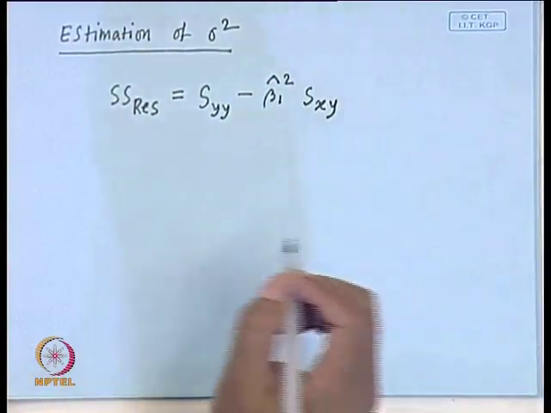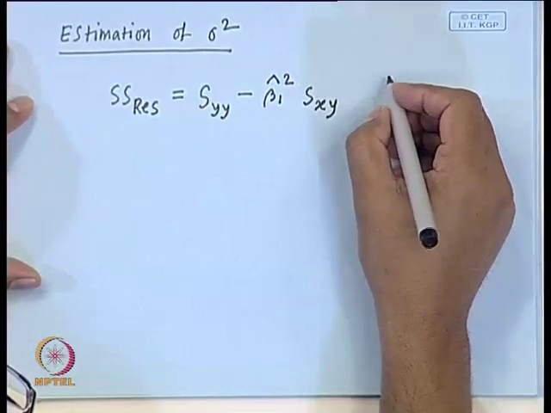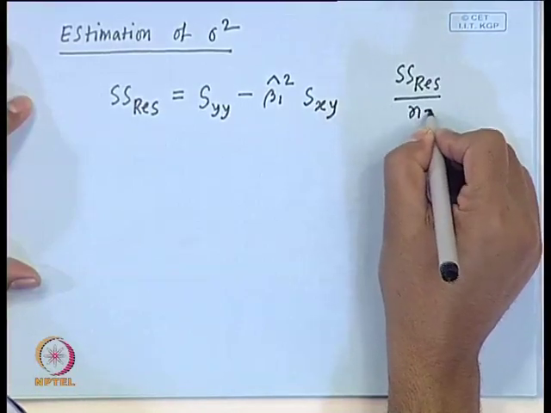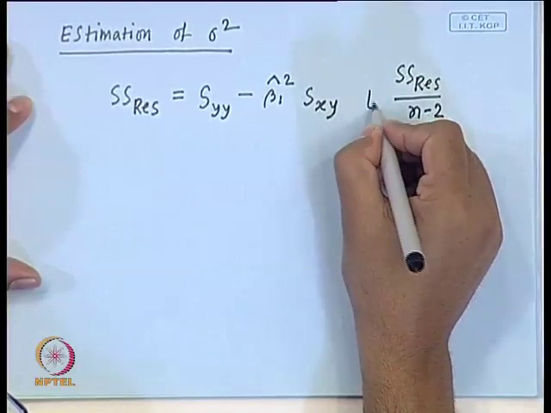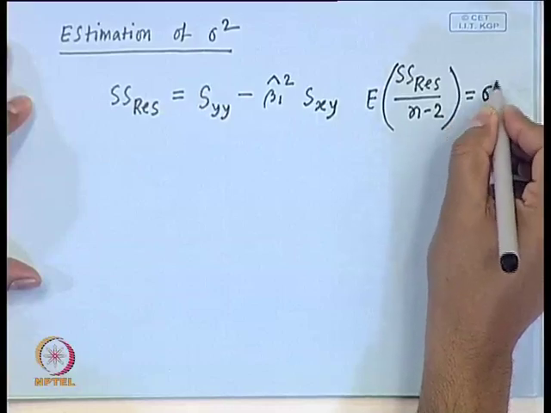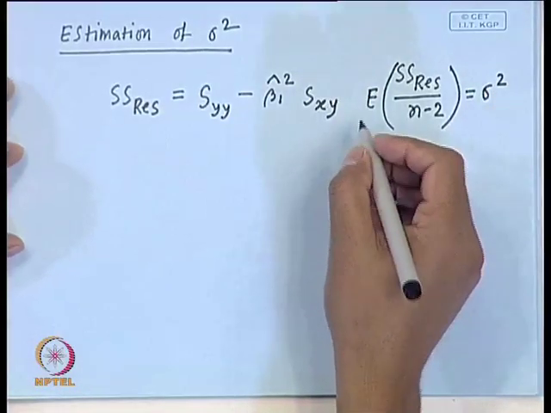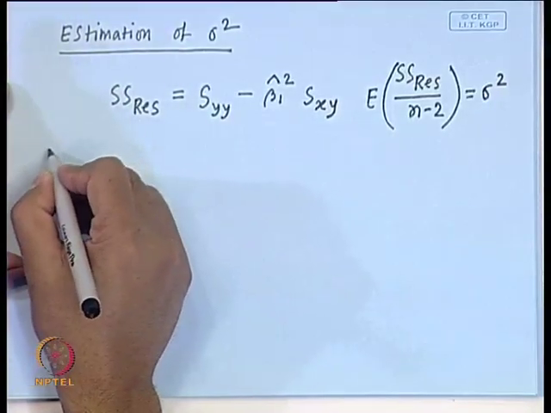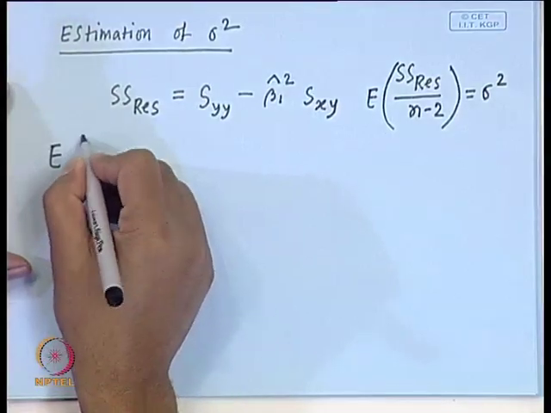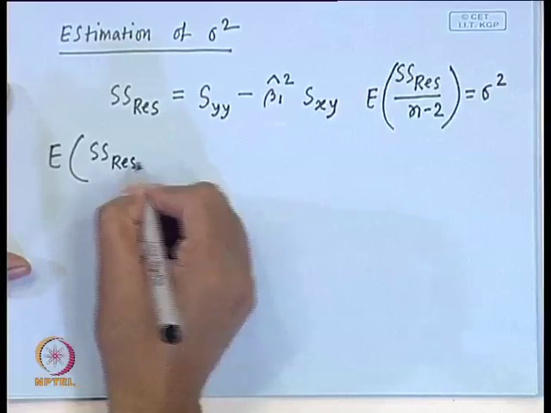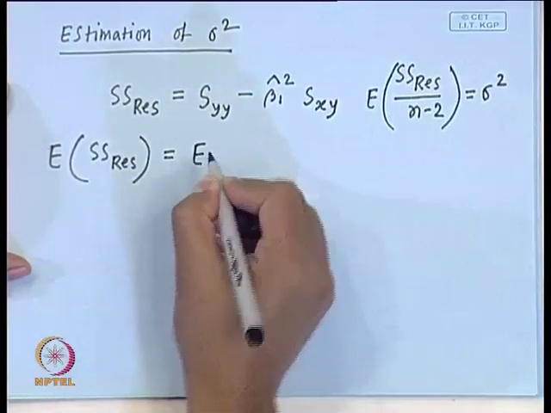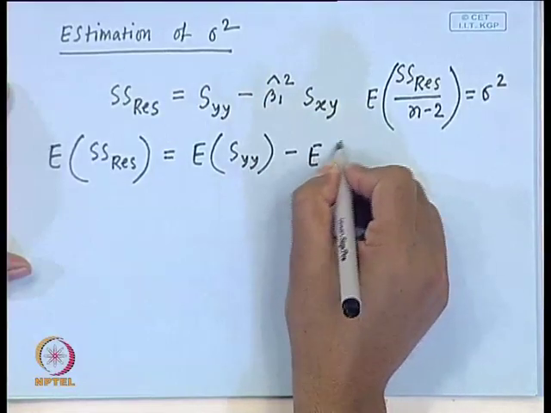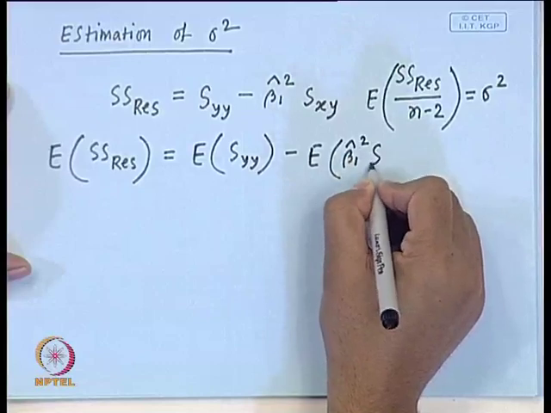Now our ultimate aim is to prove that SS residual divided by n minus 2 is an unbiased estimator of sigma square. So what we need to do is find the expected value of the residual sum of square. The expected value of SS residual is equal to expectation of S y y minus expectation of beta 1 hat square S x y.